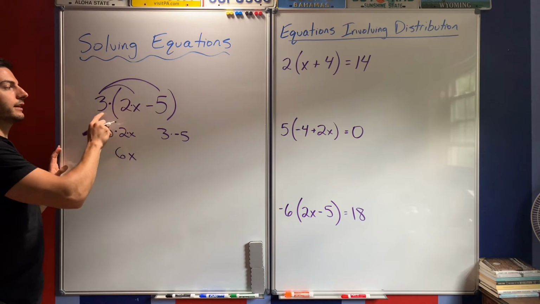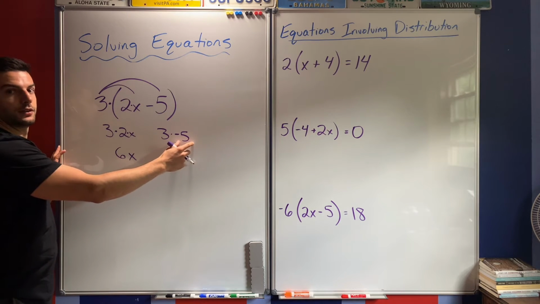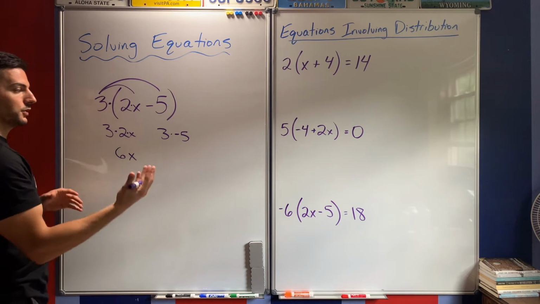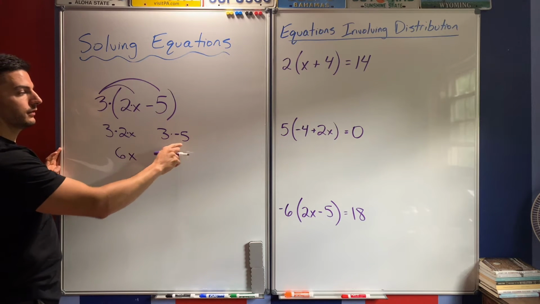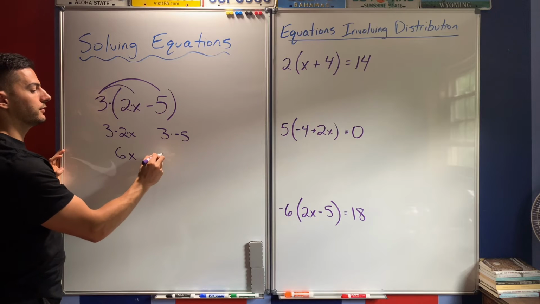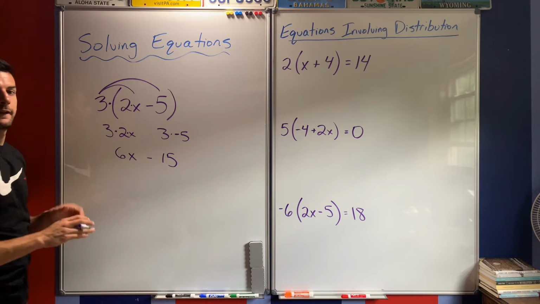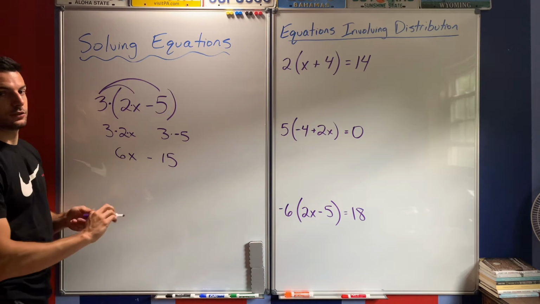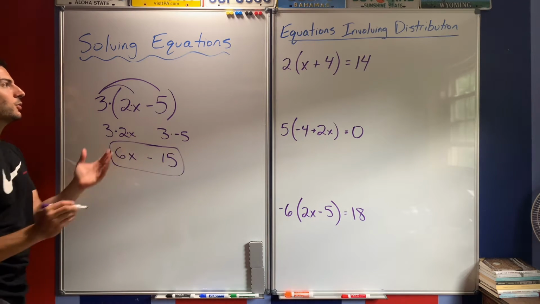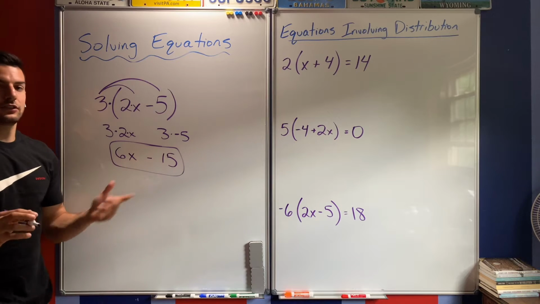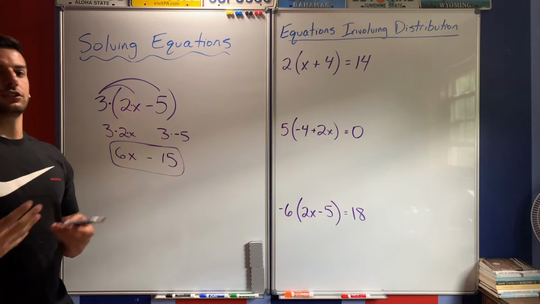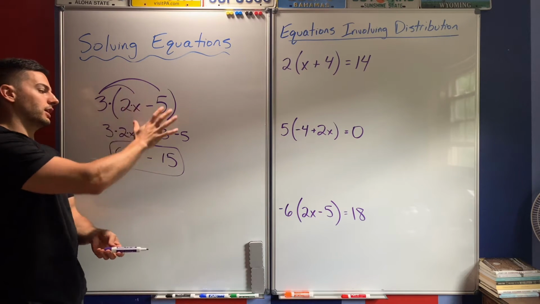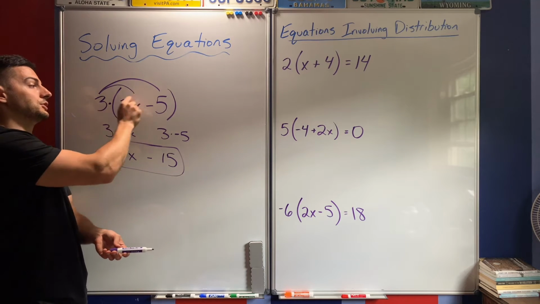Then, separately, I have to do this 3 times negative 5. Those don't have variables, so I can just multiply those. 3 times negative 5 would be a negative 15. Or again, I would say this as 6x minus 15. This isn't an equation necessarily, but that's just an example of how we distribute, how we multiply a single term times a group.